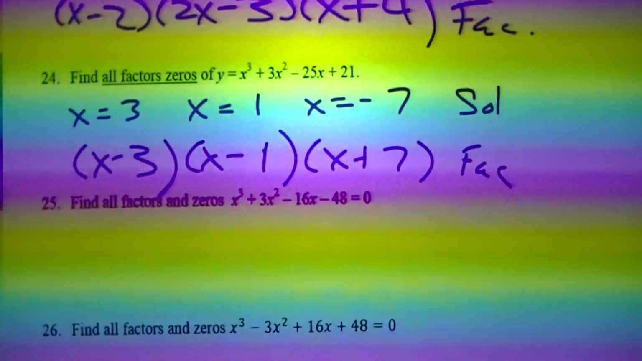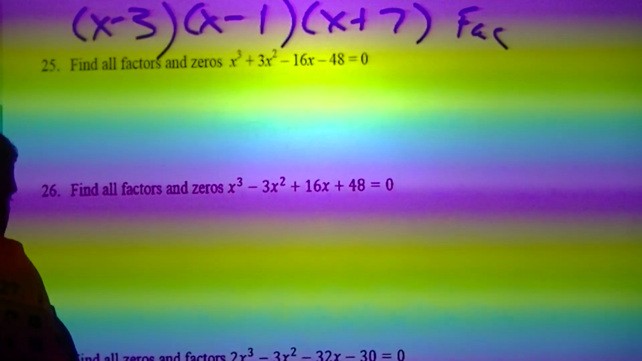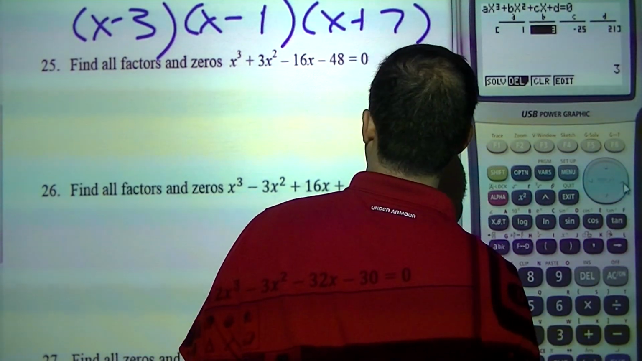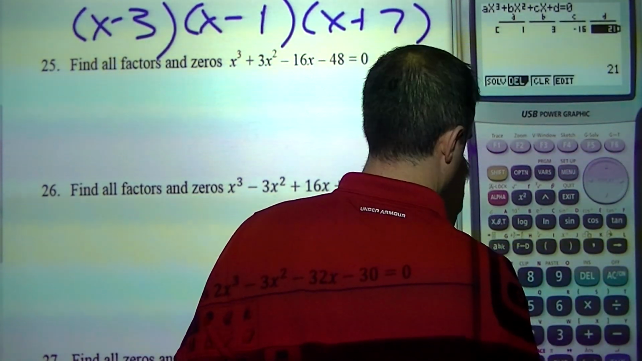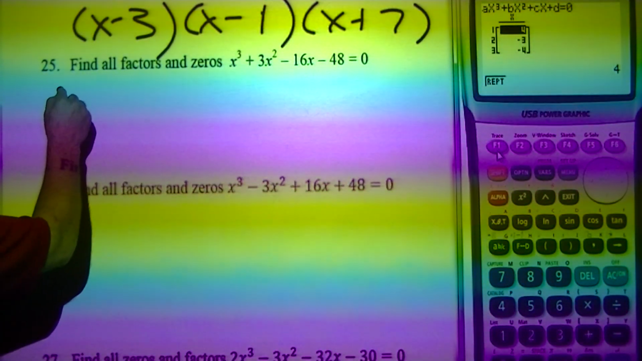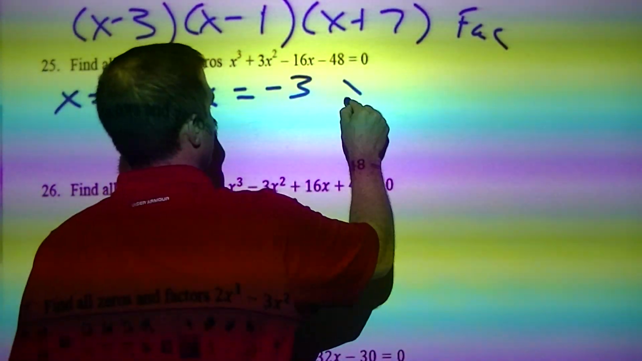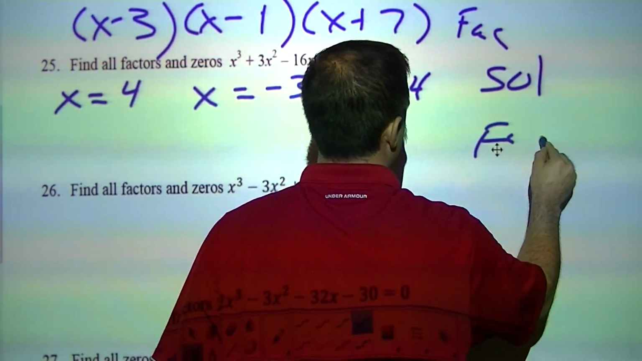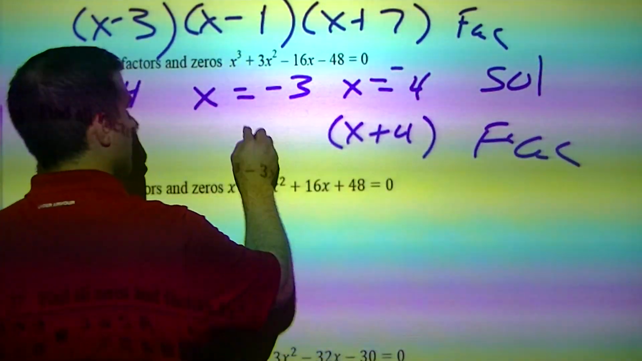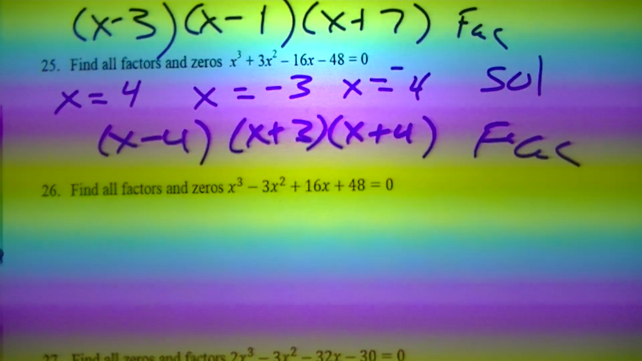Okay, moving on. I think there's a couple more here that are pretty much the same, but that's okay. Going back to this one, that's going to be 1, 3, negative 16, and negative 48. If I solve that, I get x equals negative 4, x equals 4, x equals negative 3. Solutions, factors. All we're doing is changing signs.